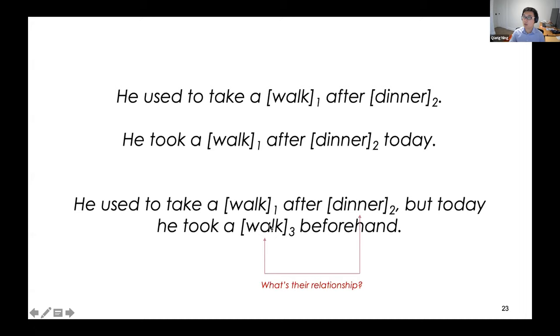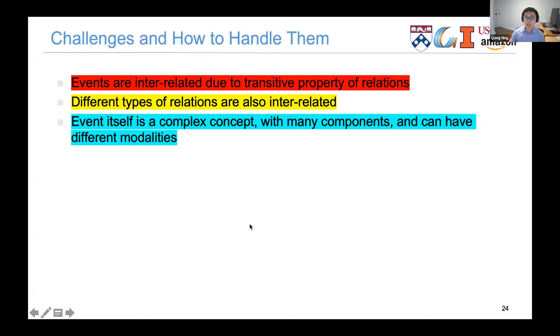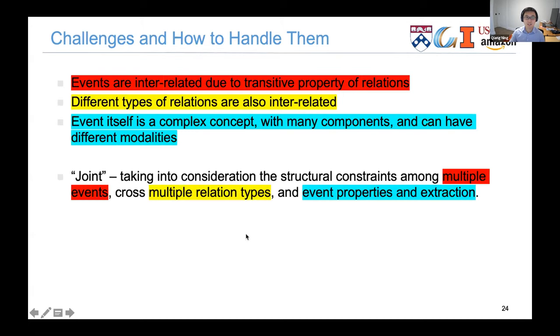So, a quick recap, the three challenges are: first, events are interrelated. Second, different types of relations are also interrelated. And third, an event itself is a complex concept with many components and can have different modalities. I think a key word in existing works trying to solve these challenges is "joint." That is, taking into consideration the structural constraints between multiple events, multiple relation types, and event properties and extraction.